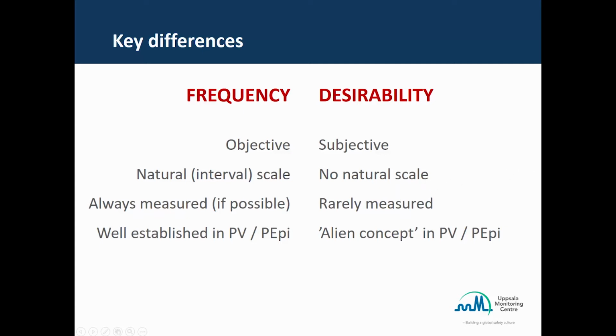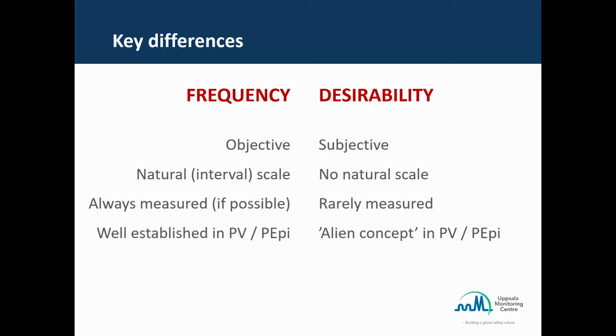frequency is relatively straightforward to measure, and it has a natural scale. It's a natural interval scale. And by that I mean that it is twice as bad if some adverse effect, for example renal failure, occurs in 2% of patients compared to occurring in 1% of patients. It is that simple. Twice as common, twice as bad in the case of an adverse effect. But desirability, at least the seriousness part of it, doesn't have a natural scale, and it's also very difficult to measure.